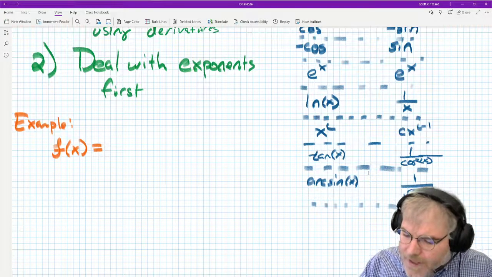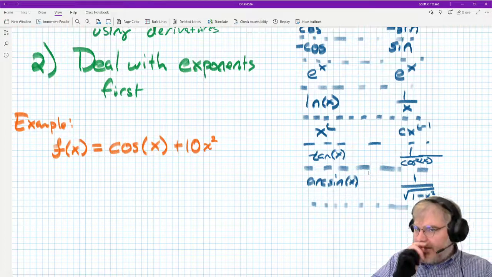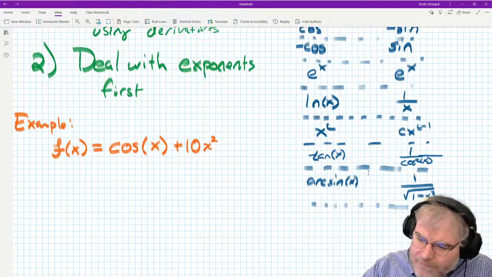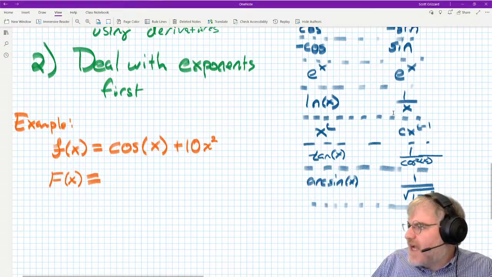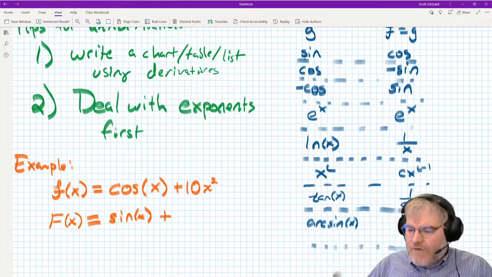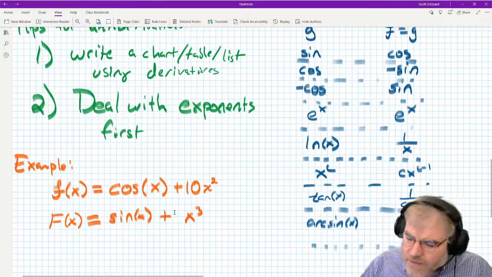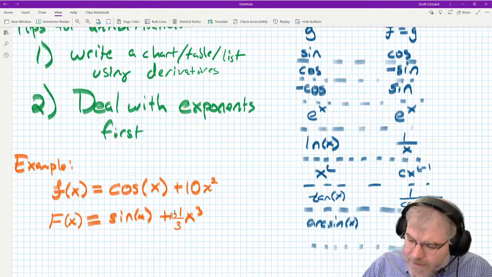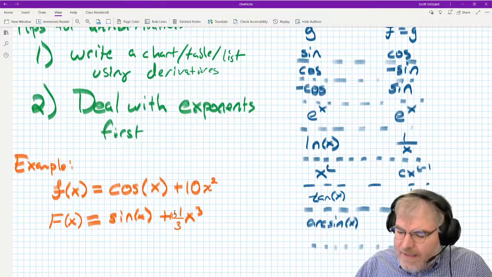All right, so our example. I've got cosine of x plus 10x squared, not 10 to the x. Okay? So now I want to compute F. So I'm going to do F of x. Now, I've got cosine I can deal with here. I look back at my chart, and for the cosine, I'm going to use sine. So that part's easy. That's going to be sine of x. Now I'm going to deal with the exponent first. This is x to the cubed. If I took the derivative of x cubed, there'd be a 3 in front. So I'm going to put the 1/3 there, and then I'm going to multiply by the 10. So I deal with the exponent first, and then remember that I need to go backwards. And then I'm going to add my C.